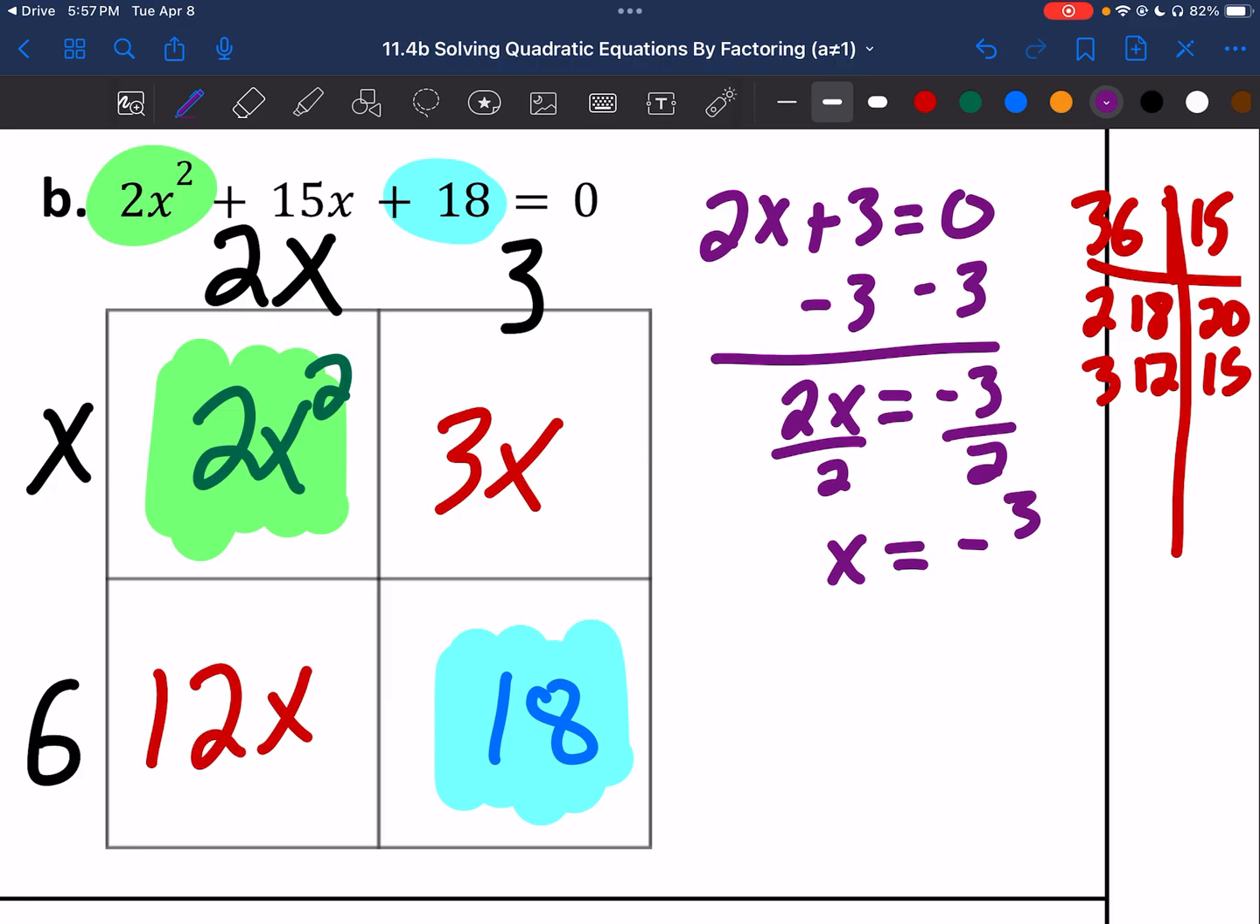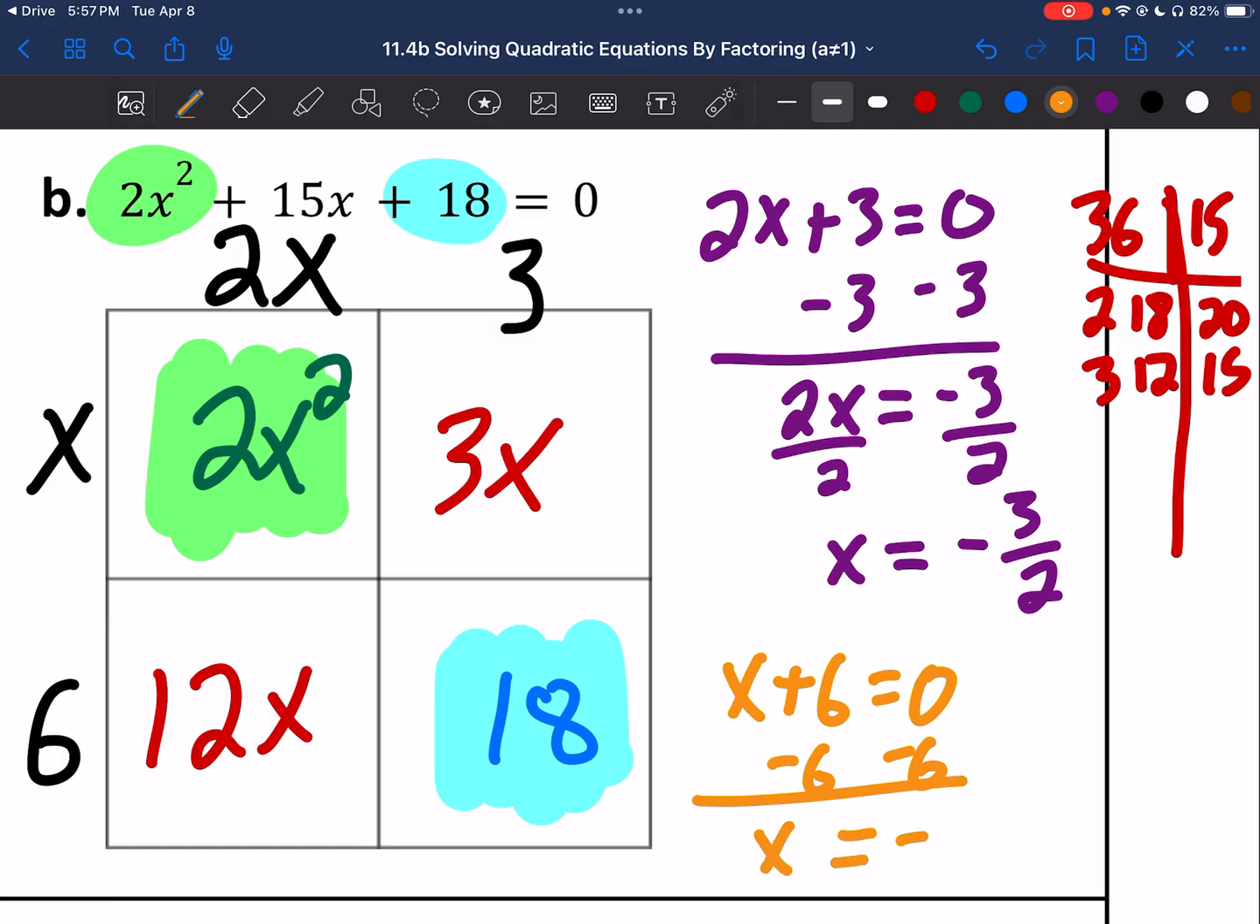All right, now we can use our second one. We have x plus 6 equals 0. Subtract 6 from both sides, x equals negative 6. All right, so we are factoring, and then we're setting our factors equal to 0 using the zero product property that we talked about yesterday. Reminder, that meant that two things that are multiplied by each other that are equal to 0, one or both of them needs to be 0. So we know that this could be negative 3 halves, or it could be negative 6.